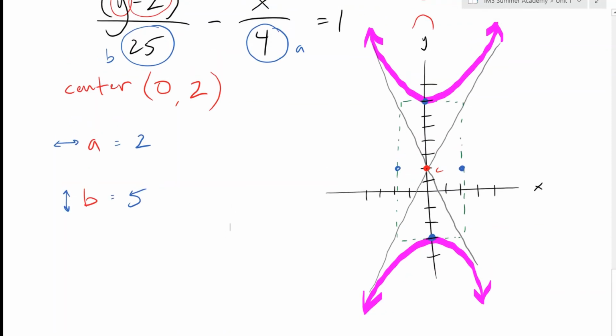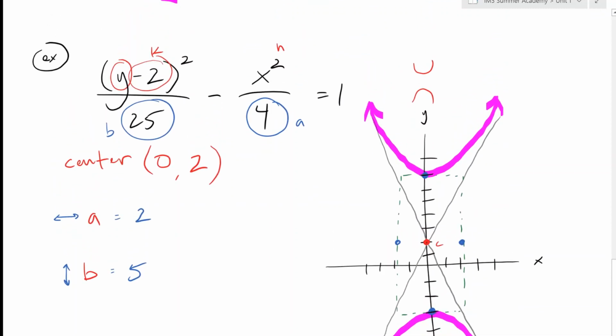Again, they'll move around, they'll change shape, they'll change size, all depending on the equation that we give it. All right, so the big thing to remember here is x comes first, it's side to side; y comes first, up and down.